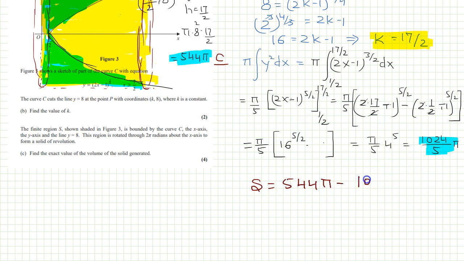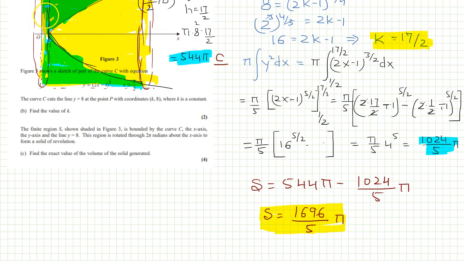Minus 1024 over 5 pi. So S is equal to 1696 over 5 pi. So this is the volume of the solid generated by this.